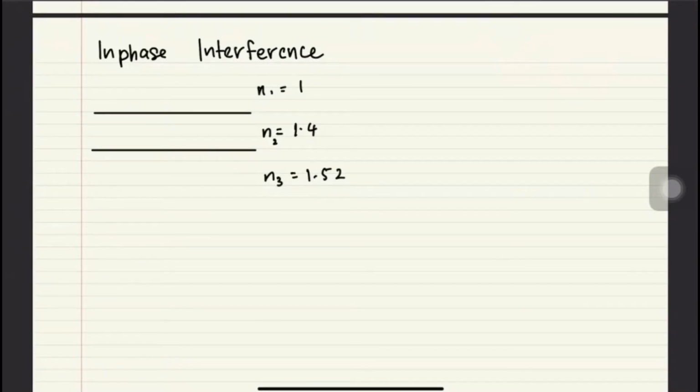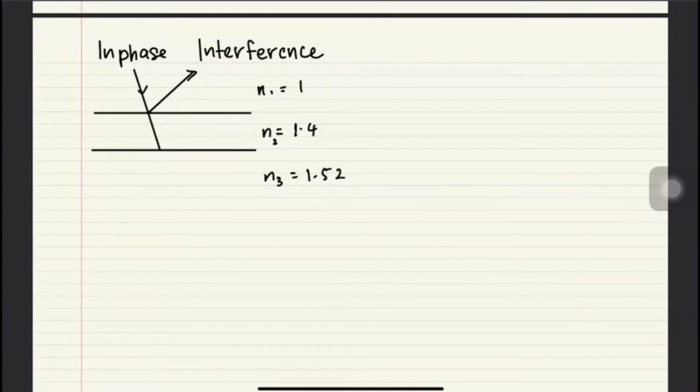So basically, if light is coming in this direction, katakan ada incident light towards the surface, what will happen is that part of the light will be reflected, and part of the light will be refracted. So you got two parts. So we want to focus on the reflected part first. This one.